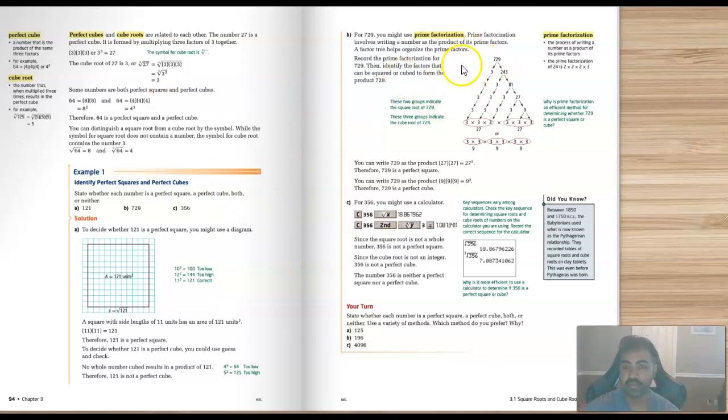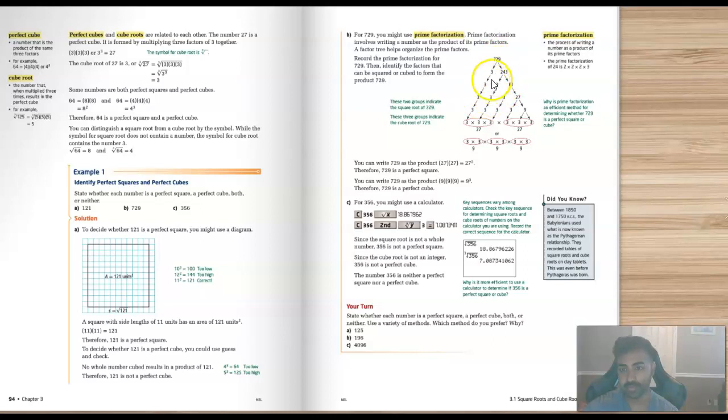And then in this section, we also talked about prime factorization. So if you don't have a calculator and you want to find if a number is a perfect square or a perfect cube, what do you do? So you break it down. Right here, you can see the top right. By just thinking about two numbers that multiply together that gives you 729, and you keep breaking it down.